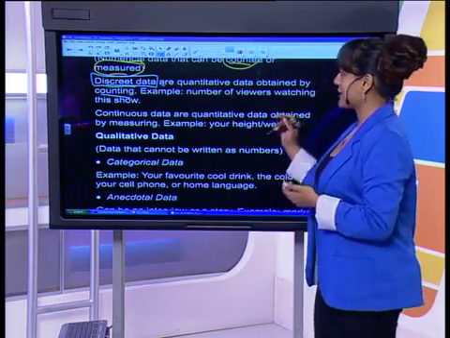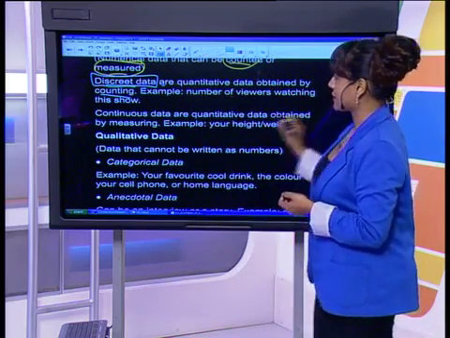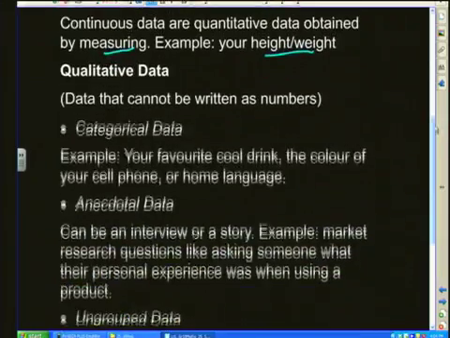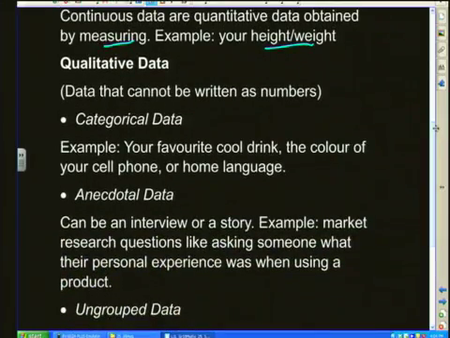So continuous data are quantitative data that's obtained by measuring. Here you're using tape measures, scales, etc. And an example here will be your height or your weight. So that was quantitative data, which is numerical data.